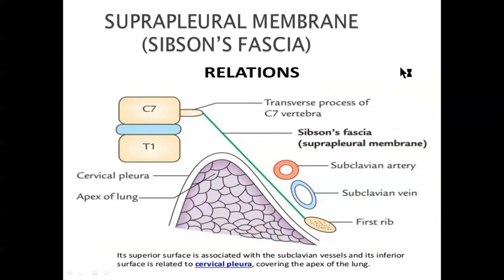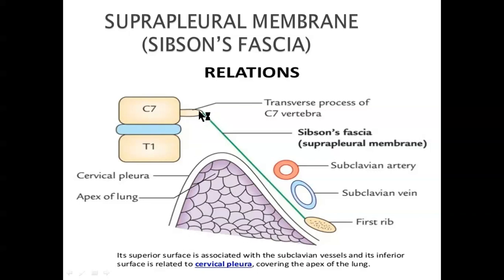Then we have another last one, I guess. Sorry. The last one would be your suprapleural membrane, which is also known as your Simpson's fascia. Now, an important point for exam purposes: the suprapleural membrane is a structure which can be seen on the apical area of the lungs, the apex of the lungs only.